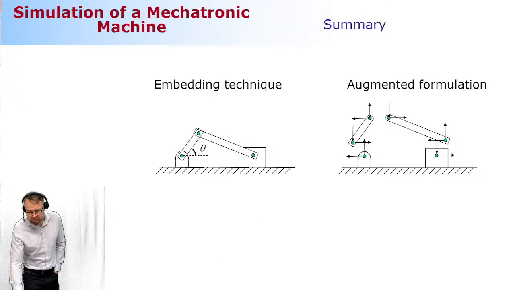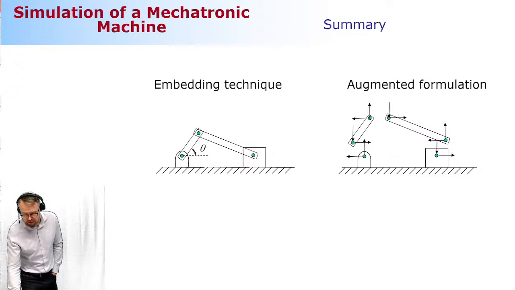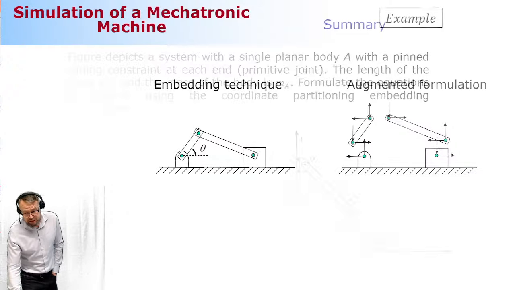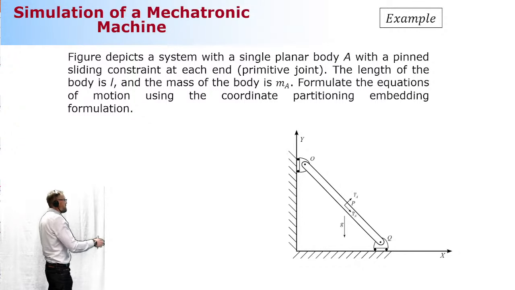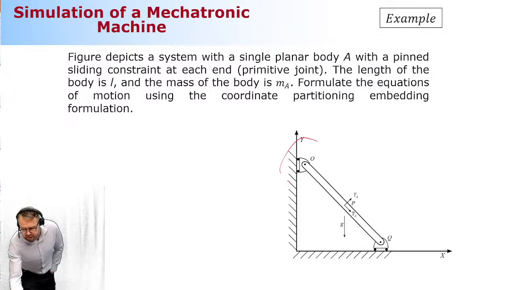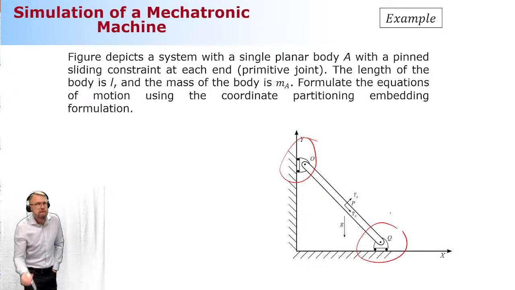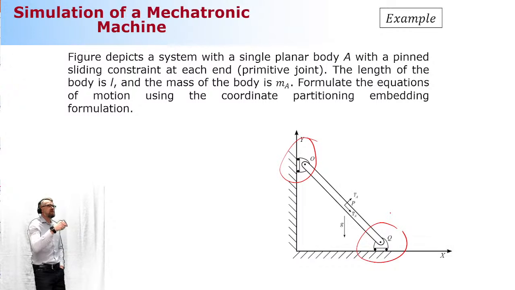Here's one more summary. The embedded technique, augmented formulation. We looked at this a little while ago. So let me just close this by looking at this last example. This is definitely the last of the last of the last. I'm looking at this simple mechanism, which is kind of like a pendulum, except that there's a prismatic joint here and here. Degrees of freedom is 1. So I'm creating the equation of motion for this simple mechanism.